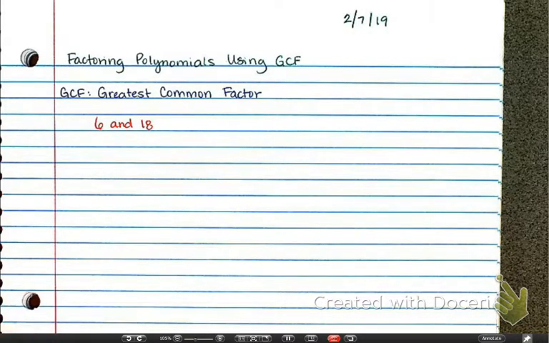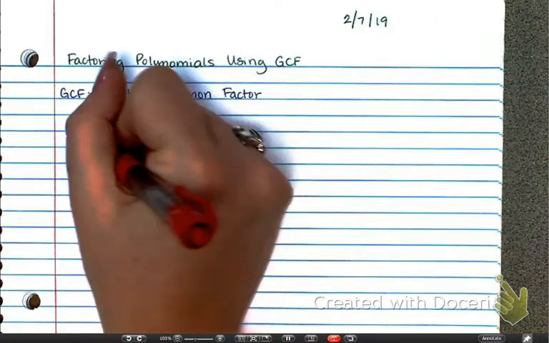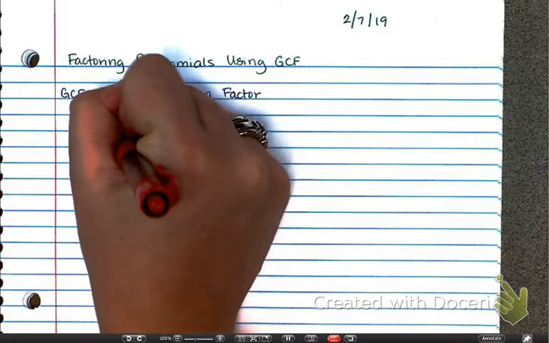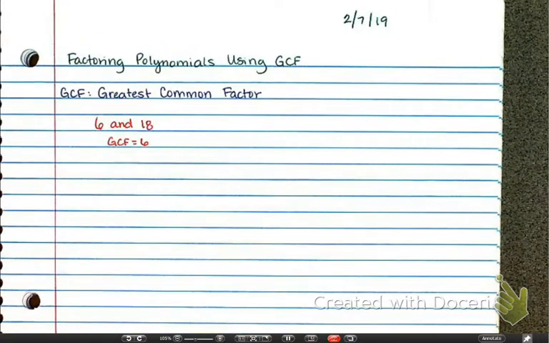So I can look at this and I can say 2 goes into 6 and 18. But is that the largest? No. What is the largest number that goes into 6 and 18? 6. So my GCF is 6. What grade did you learn GCF? 5th grade. Okay, so we should be real good at this.